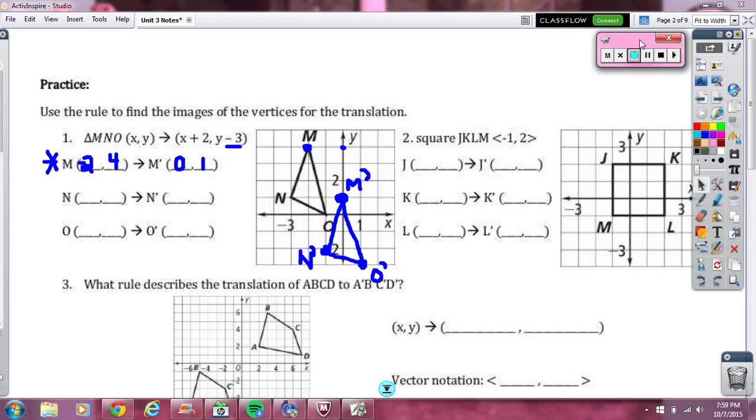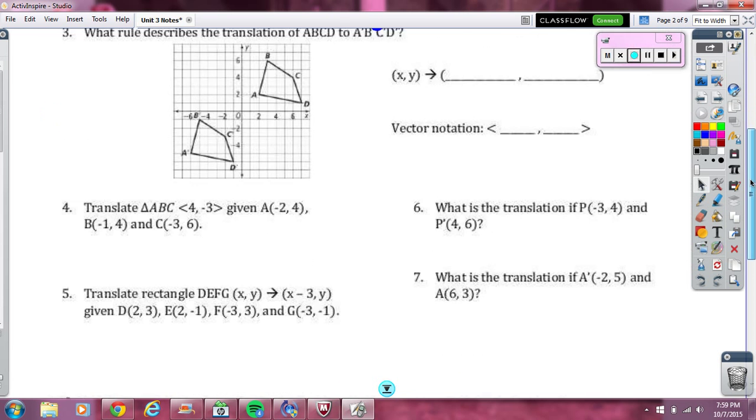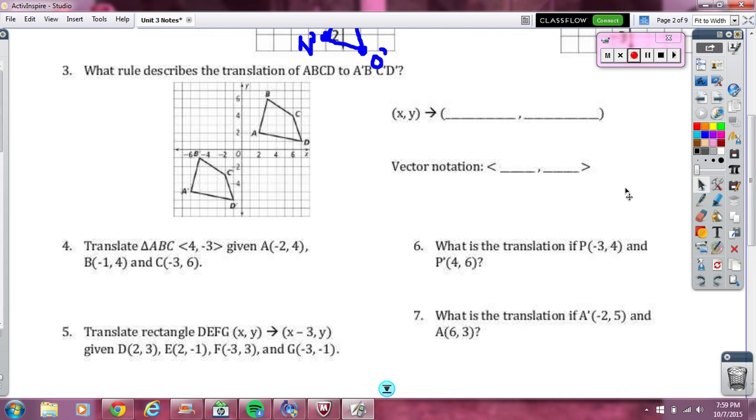Again, we're going to finish this practice up in class, so you'd want to come in ready with any questions you have and with your notes already filled in. And we'll do numbers 2, 3, 4, 5, 6, and 7 when we're all back together.